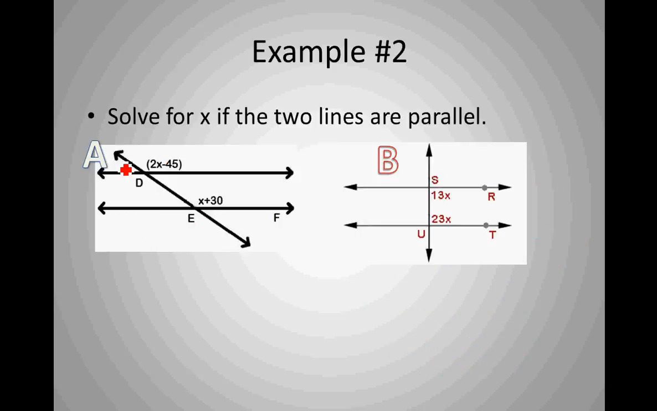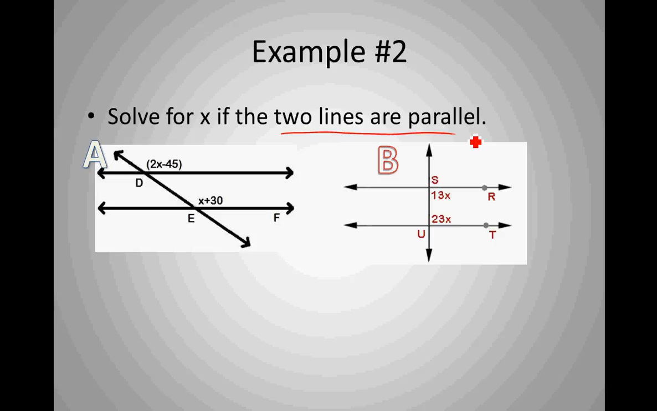All right, our next example is actually going to involve some algebra. And once again, we're going to use those four theorems to help us set up an equation and solve for x. And once again, the directions say that the two lines are parallel. That's very important, because the only way we can do these problems is if they are parallel. It's the only way these relationships hold true.